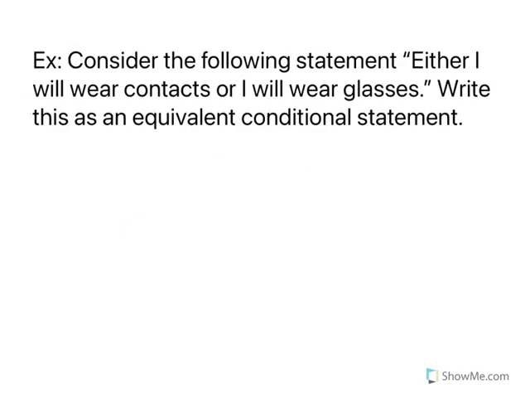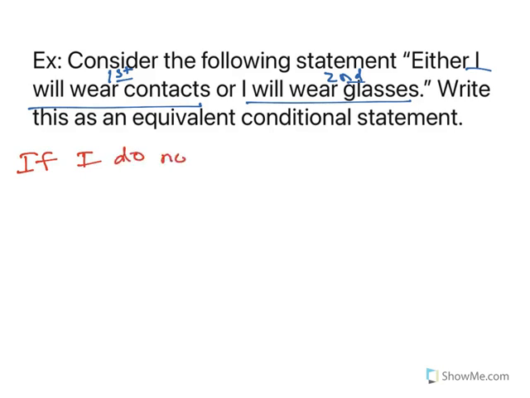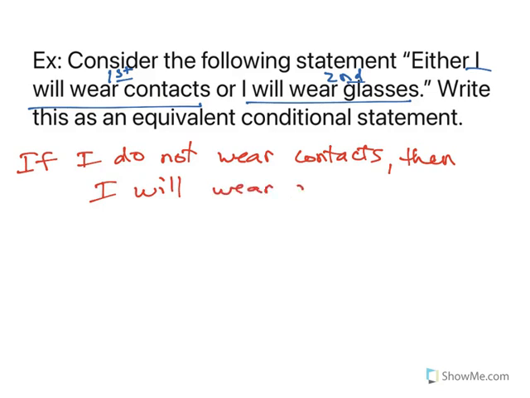Now let's do this with words. Consider the following statement: either I will wear contacts or I will wear glasses. Write this as an equivalent conditional statement. Here's the first part, and here is the second. So what do we do? We negate the first part. If I do not wear contacts, then, keeping the second the same, I will wear glasses.